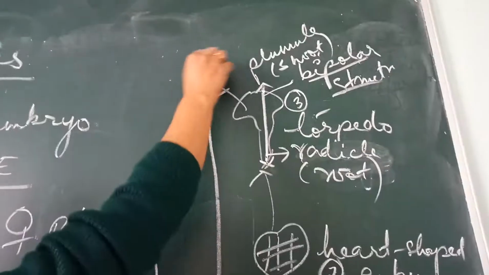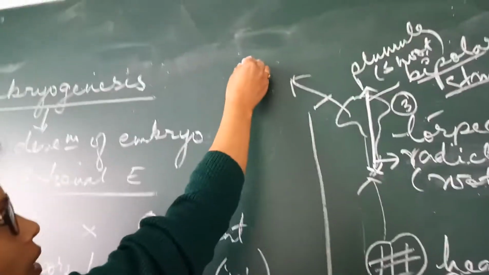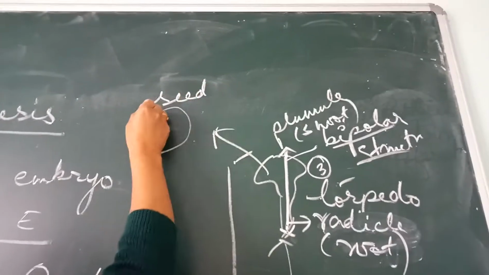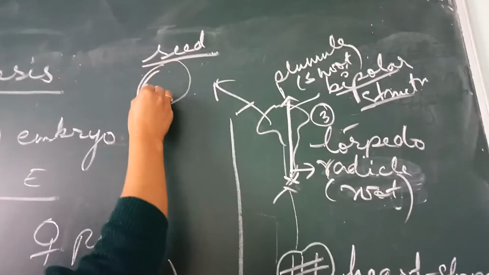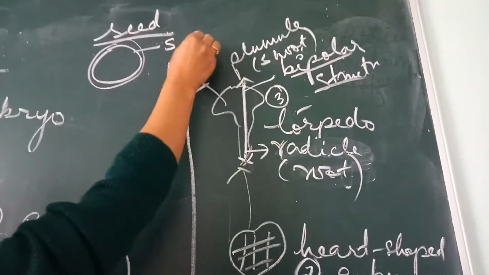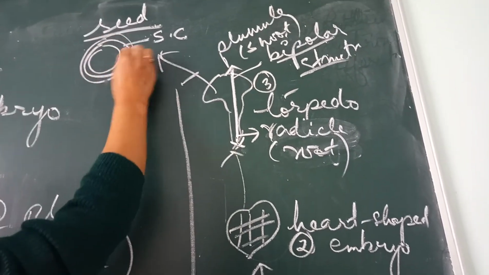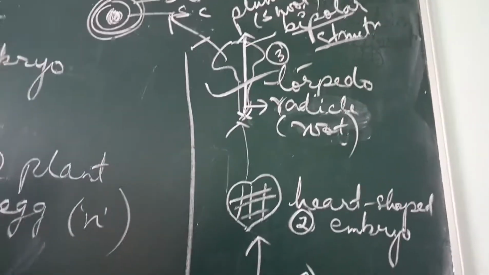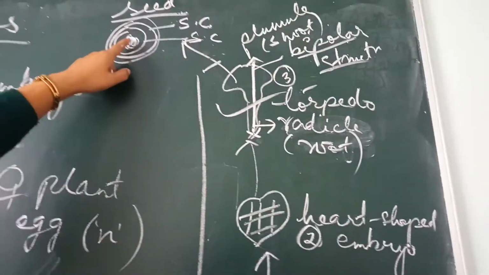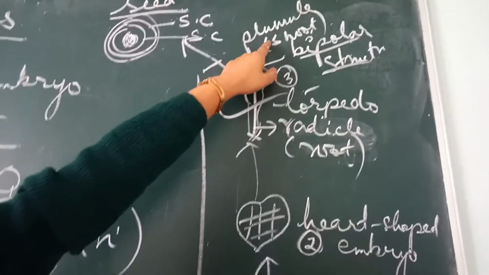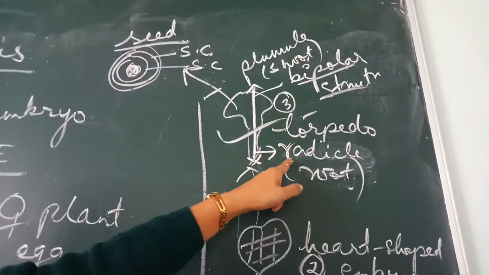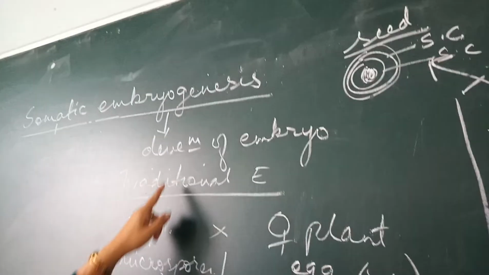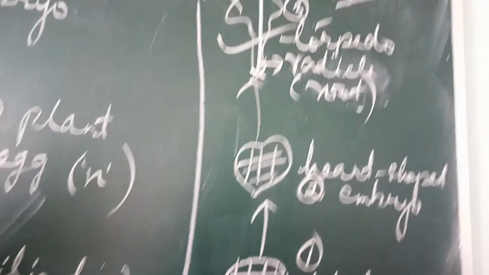Now all this is stored in the seed. So if this is a seed, this will be the seed coat. There will be 2 or 3 layers of seed coat, and this will be your embryo inside, your torpedo stage embryo, which has the genetic information to form the shoot system as well as the root system. So this is your seed. So this is how traditional embryogenesis takes place.